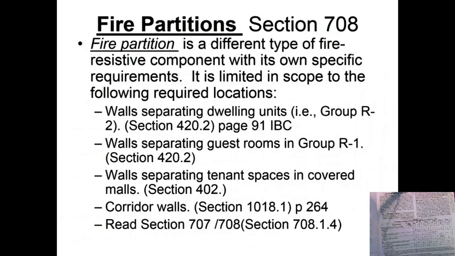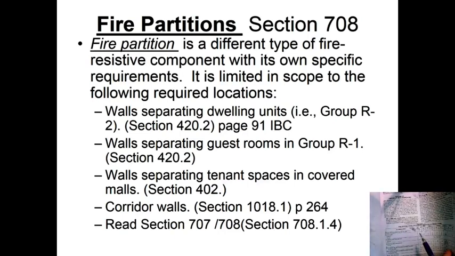Now, just so that you understand, if you go back and you look at section 708 in here, it talks about fire partition. It's a different type of fire-resistant component with its own particular requirements. It is limited to the scope of the following requirements. Now, when you get into residential, you get into different items, section 420 on page 91 in the IBC book, you're going to see that residential goes through and does a lot more separations.